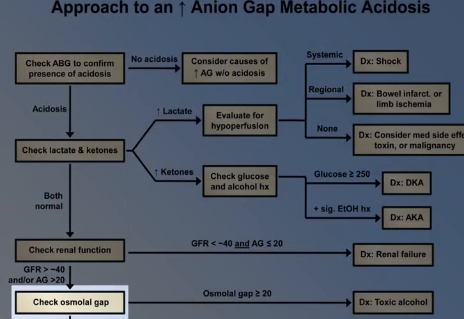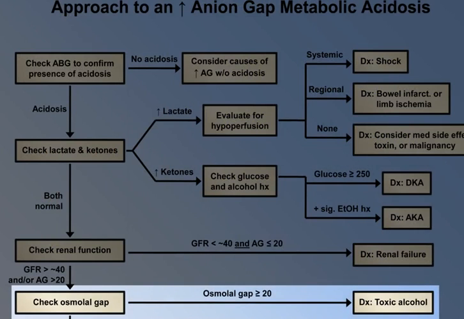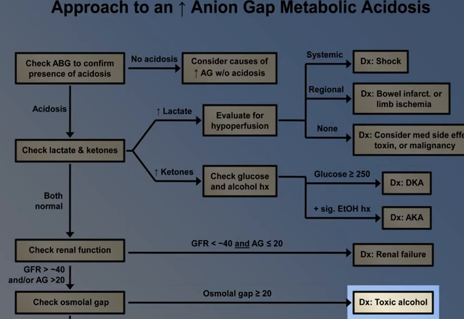Back to the flowchart, and we see that an osmolar gap greater than 20 is consistent with the ingestion of a toxic alcohol, either methanol or ethylene glycol. Unfortunately, specific testing for these is not typically available in a clinically useful time frame, but the available data here is consistent enough for a presumptive diagnosis.